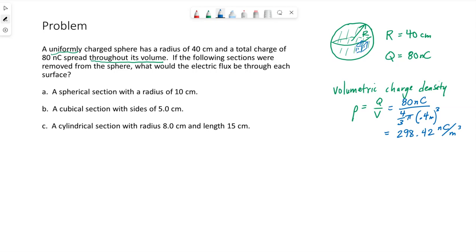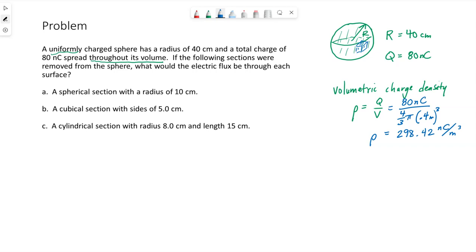Now again, I'm going to keep a number of decimal places simply because I am not at a final answer. This charge density is uniform. So whether I'm talking about the entire sphere, its charge divided by its volume, or a section of the sphere, the charge within a section divided by the volume of that section, this charge density is the same. It's like water. Whether I have a bucket of water or a coffee mug of water or a swimming pool of water, the density of water is the same.